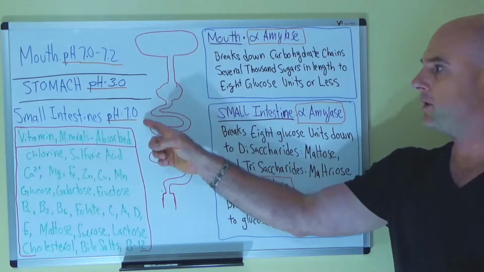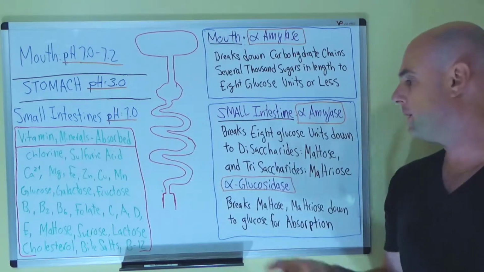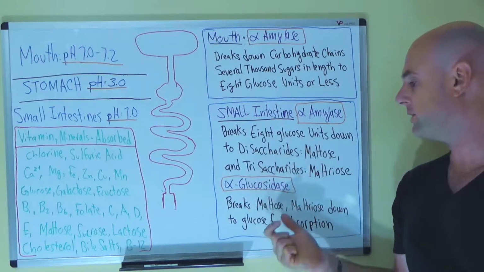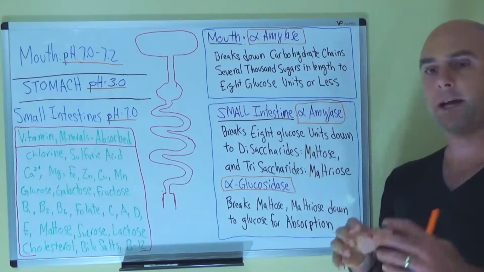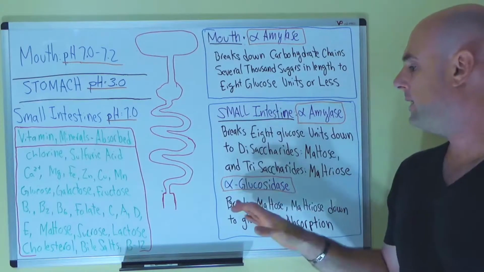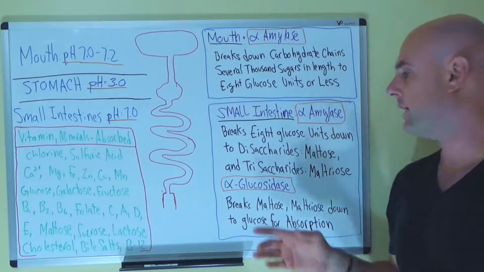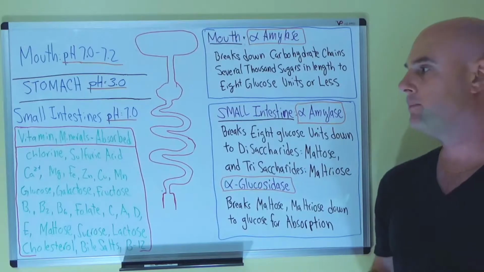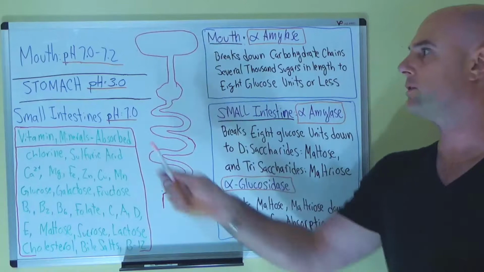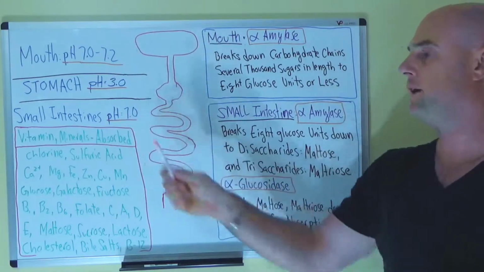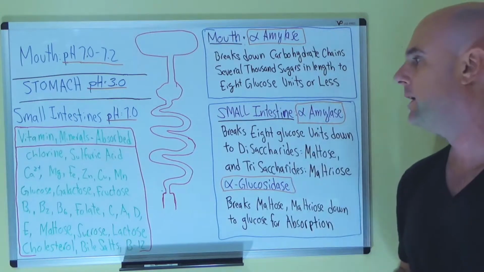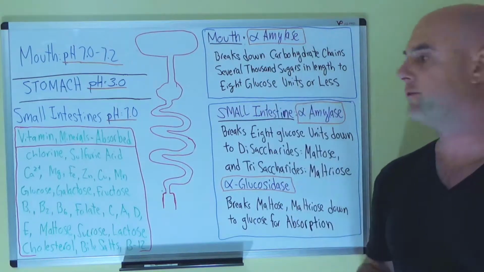Now also in the small intestine we have another enzyme, glucosidase, and this enzyme breaks down the maltose and maltotriose into their individual glucose sugars. And it's these glucose sugars that are then able to be absorbed by the small intestine. Now again, pH is critical here. The pH in the mouth has to be at about 7 or a little bit more basic for these alpha amylases to function correctly.